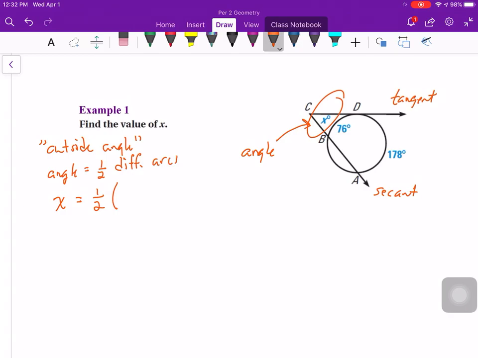So we have to take the angle, and that's going to go by itself over here, and then 1/2. And then we have to take the big arc, so the 178, and we subtract the small arc.